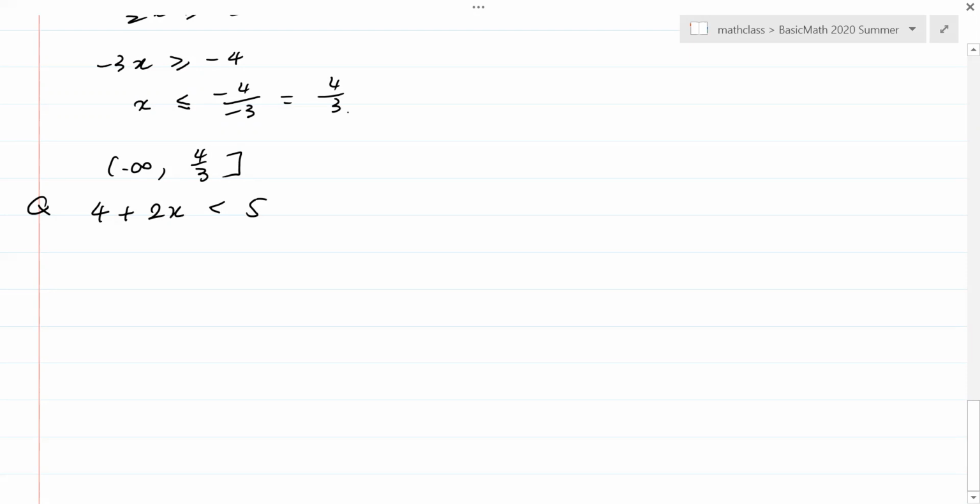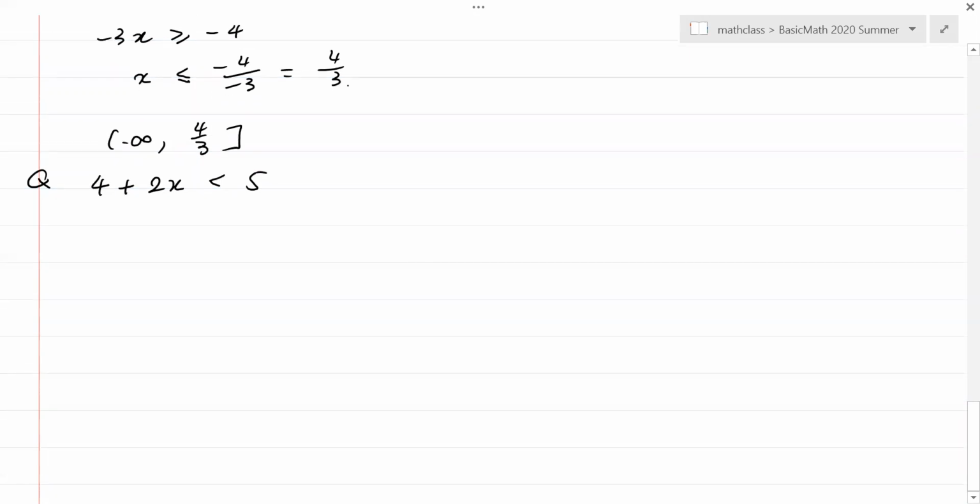x is less than 1 over 2. How do you do that? Subtract 4 from both sides, then only 2x is left, and it's less than 5 minus 4. Got it? And this side is just equal to 1. Then you divide both sides by 2. So x is less than 1/2.